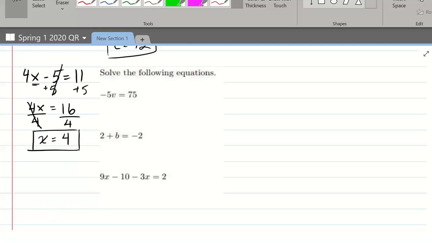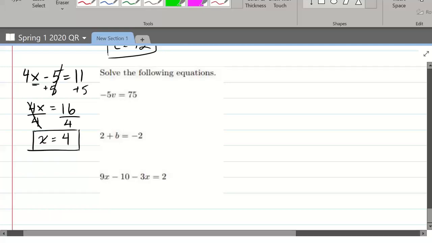All right. So these next three problems, the first one is single step. The second one's also single step. The third one has some like terms, right? So let's work on the first one.